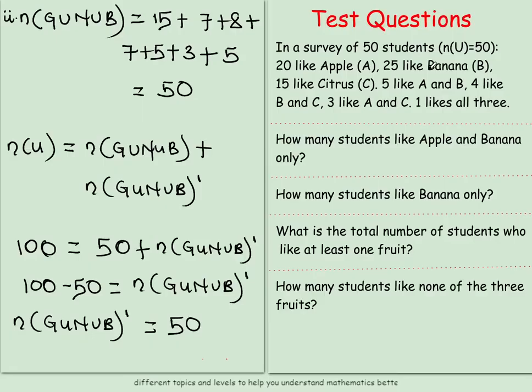It says, in a survey of 50 students, 20 like apple, 25 like banana, 15 like citrus, 5 like A and B, 4 like B and C, 3 like A and C, and 1 likes all 3. So you take note of all this. How many students like apple and banana only? How many students like banana only? What is the total number of students who like at least one fruit? And finally, how many students like none of the three fruits? That is where this lesson is going to end.